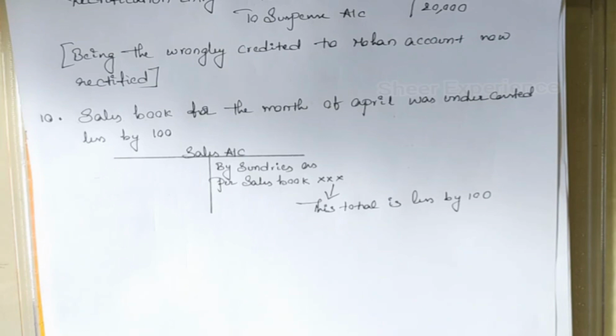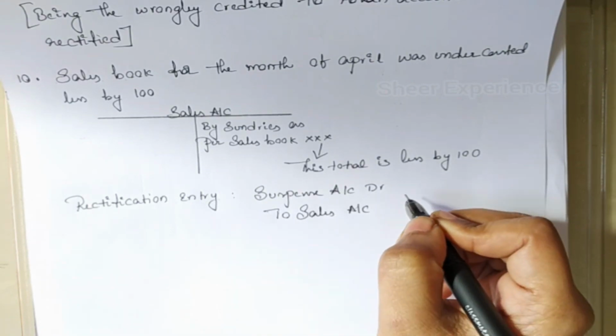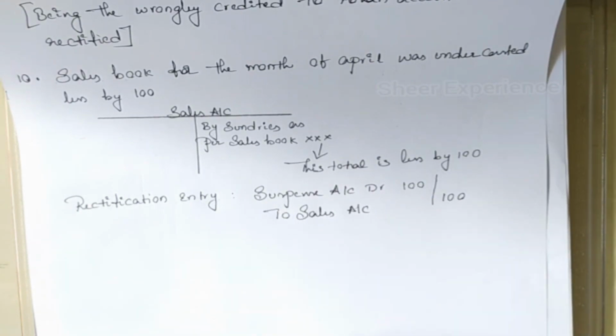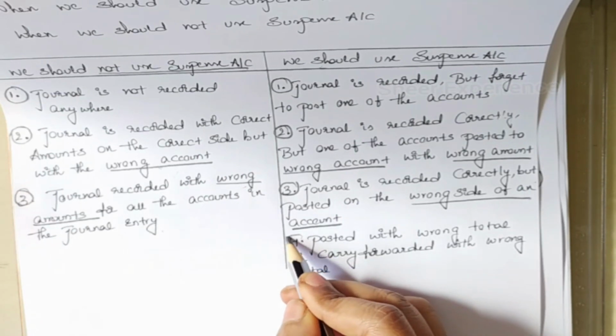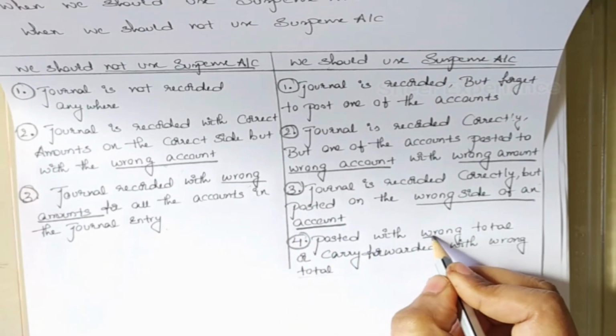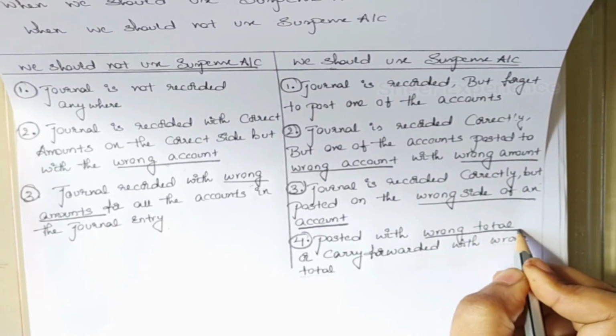So the rectification entry is suspense account debtor to sales account and the amount is 100. Here we have posted with wrong total, that is in the ledger stage, not while passing the journal entry. This is also one-sided error. So we should use suspense account.